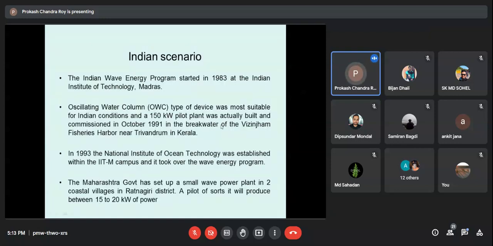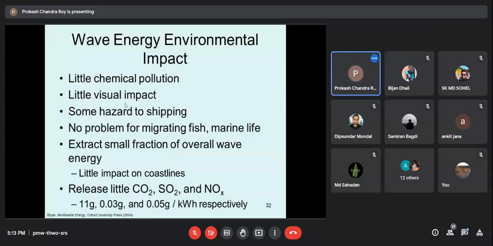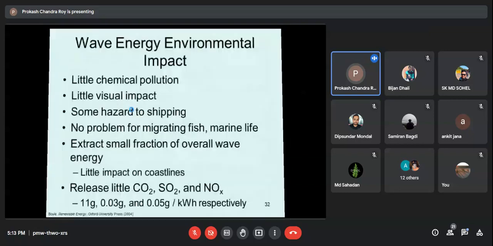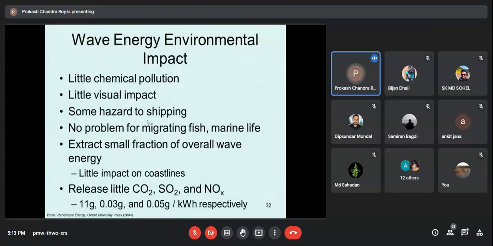But lastly, you need to think about the Indian context. I have already told you that we don't have that much potential in the Indian context. Some few installations are available, and we have an institute called the National Institute of Ocean Technology, located at IIT Madras. The government of India has given some funding, and we are doing some estimation and some more pilot plants of this capacity. This is not that impressive for the Indian context.